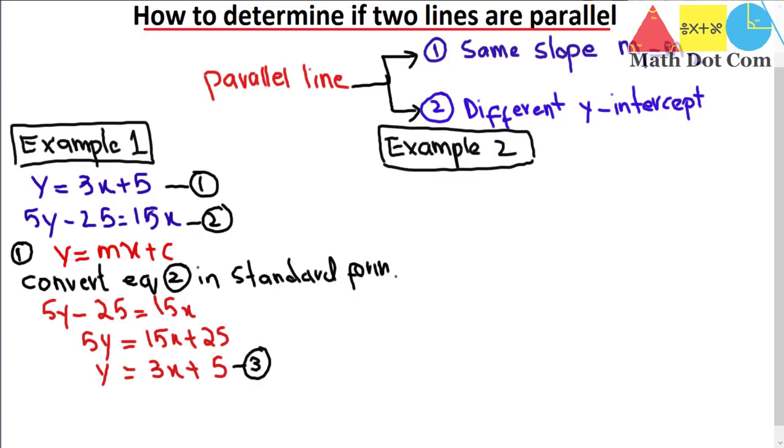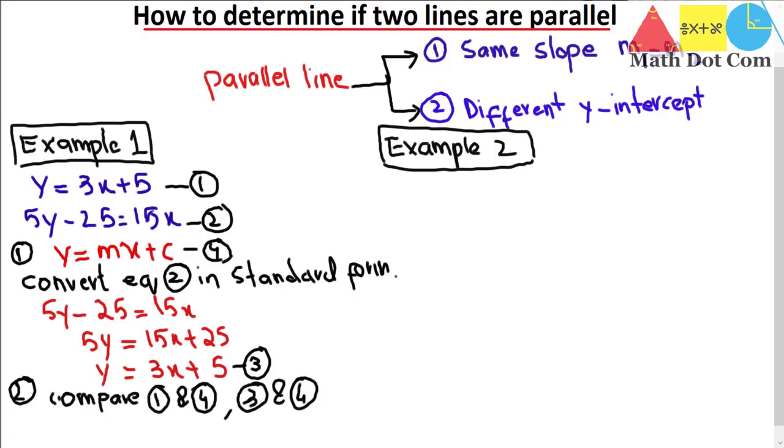Now we have to deal with equations 1 and 3 only. We skip equation number 2 because we have converted it into the standard form. Now the next step is to find the slope as well as the y-intercept. For that purpose, we compare equations 1 and 3 with the standard equation, which I'll call equation 4. So we compare equations 1 and 4, and 3 and 4. Equation 4 is the standard form, so we have to compare with it.